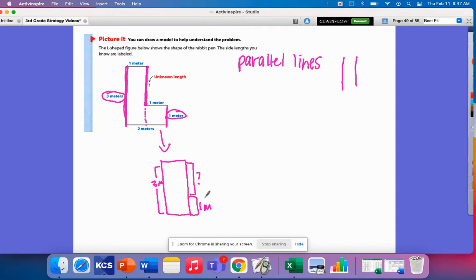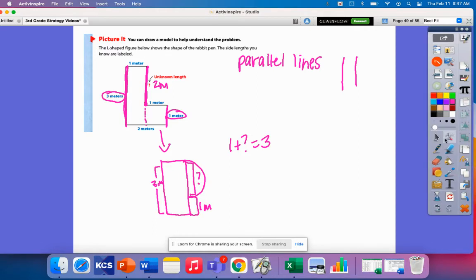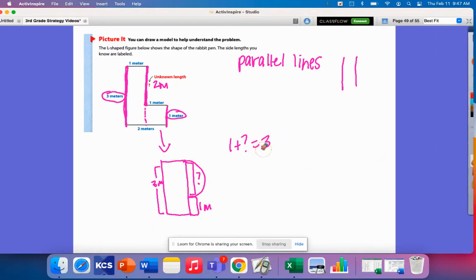If this is 1 meter, then 1 meter plus something is going to give me 3 meters. So this has to be 2. This unknown length has to be 2 meters long. That is the strategy that I use in order to find a missing side length: I think about what runs parallel. If it's vertical, I find other vertical lines. If it's horizontal, I find other horizontal lines.